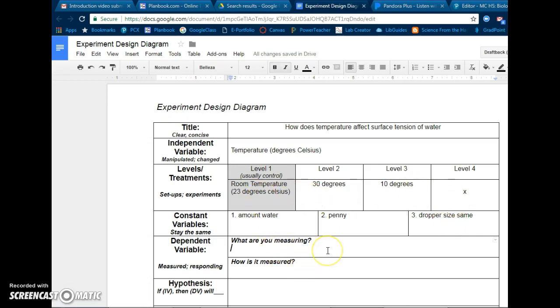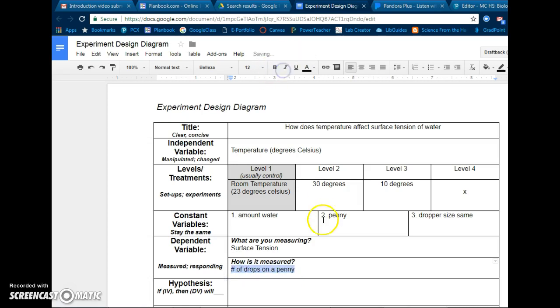Okay, and so here's where you get the fun experiment part. What are you measuring? All right, your dependent variable is what you're measuring, and at this point you have chosen surface tension. Okay, surface tension being the ability of water to act like a solid with like paper, when it's together. And so how are we going to measure it? And I'm using the example of number of drops on a penny.